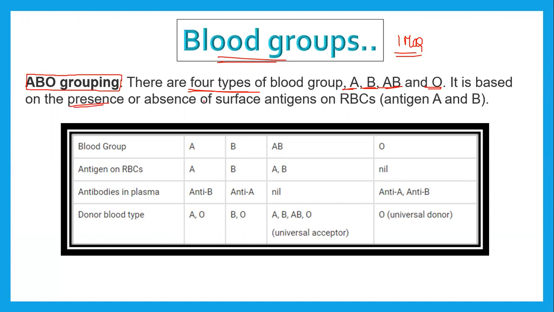of surface antigens on the RBC. Guys, antigens are present on the RBC, antibodies are present in the plasma. Very important: in yesterday's 25 polls in between you had this question. AB blood group is referred to as a universal recipient because it has antigens. Antigens are always present on the RBC and they have antibodies in the blood plasma, and that depends.